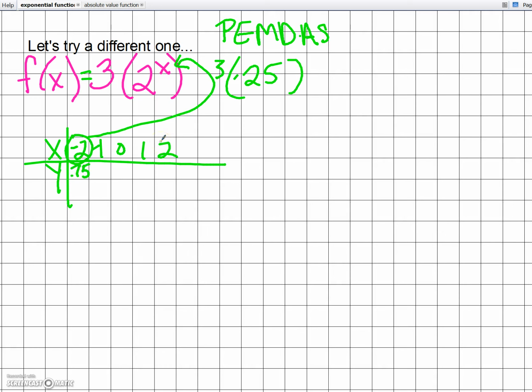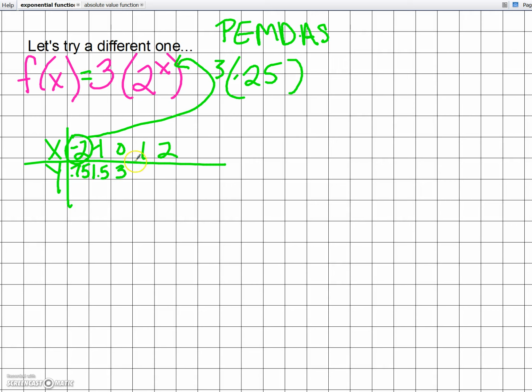Alright, let's do the next one. 2 to the -1 gave us 0.5, and then multiplying that by 3 gives us 1.5. 2 to the 0 power, remember, anything to the 0 power is always 1. Then 1 times 3 is 3.